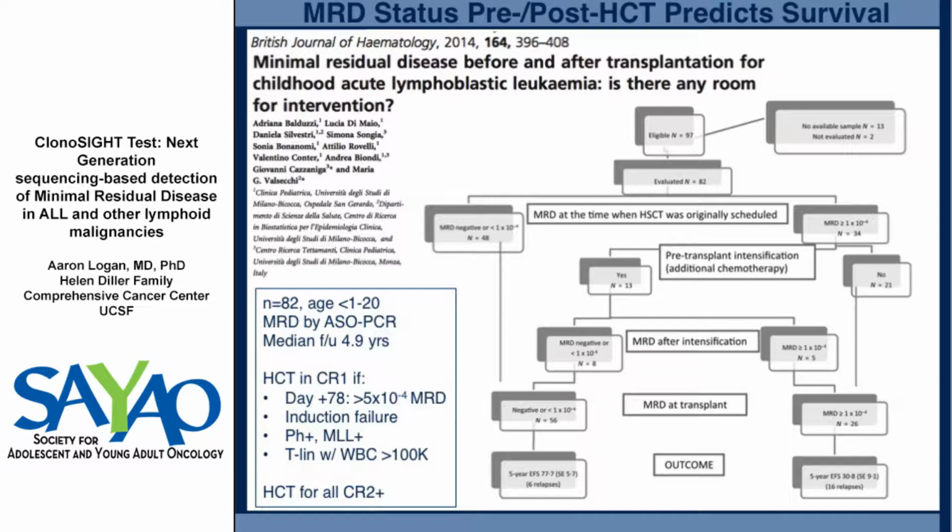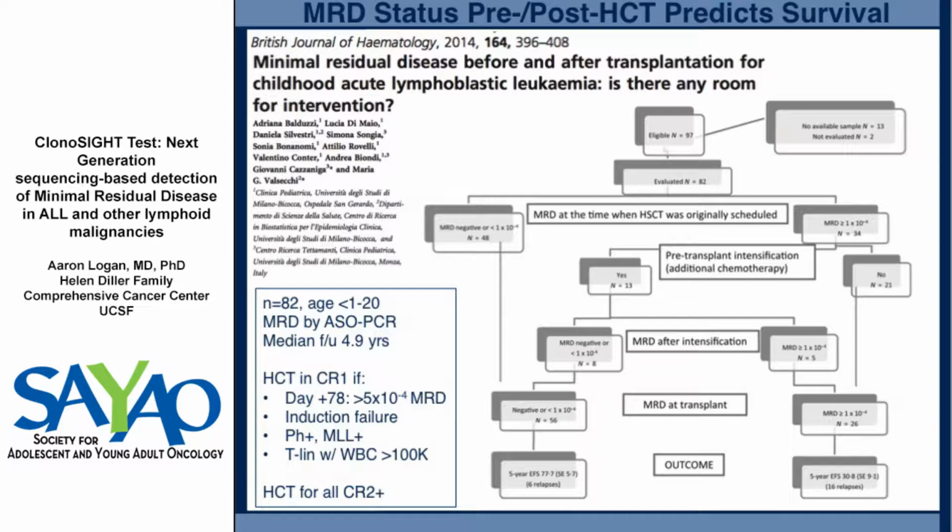The criteria for transplant were fairly typical in terms of high risk: being MRD positive at a high level, greater than 5 times 10 to the minus 4 at day 78 of initial therapy, an induction failure, high-risk molecular lesions known at the time, which were Philadelphia chromosome and MLL, and then in the T-ALLs, a white blood cell count greater than 100,000. Patients who came in a second or greater remission also were taken to transplant. And I'll tell you they ended up with 82 evaluable patients.